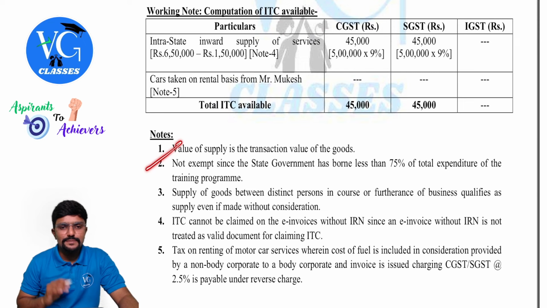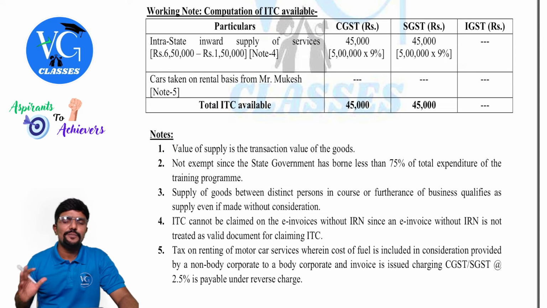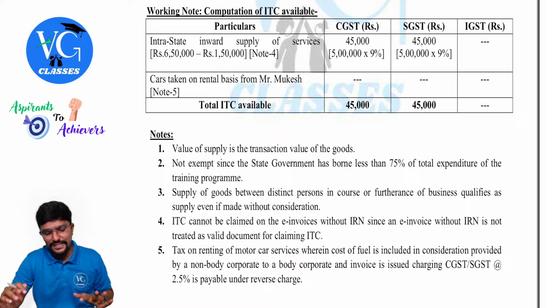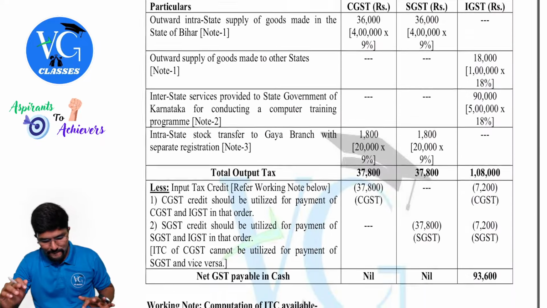Next. Not exempt, since the state government has borne less than 75% of the total expenditure of the training program, guys. So the state government has incurred less than 75%. So it is not exempt. Entire amount is taxable, guys. 5 lakh.